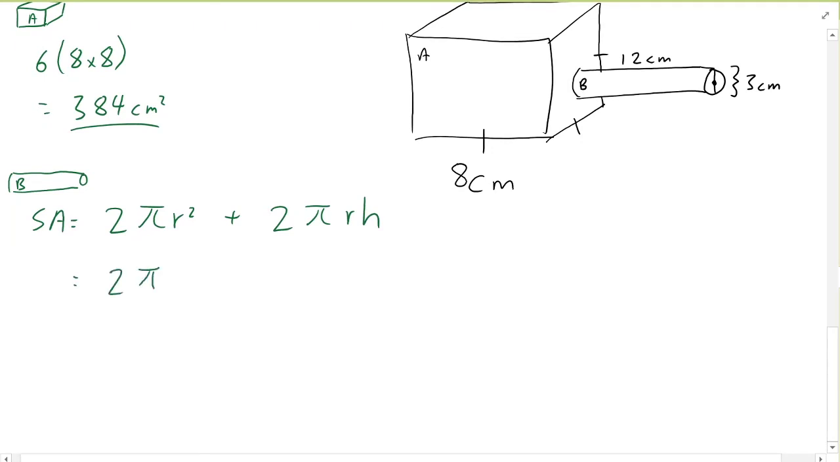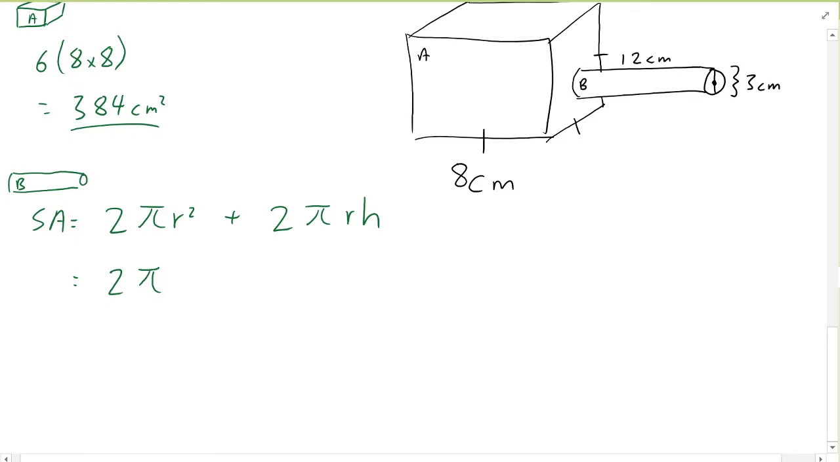2 pi, our r is our radius. Now don't be fooled, don't just grab whatever number you see and throw it in here. Think about it very carefully. What did I give you? I gave you 3 centimeters, but that's not the radius.